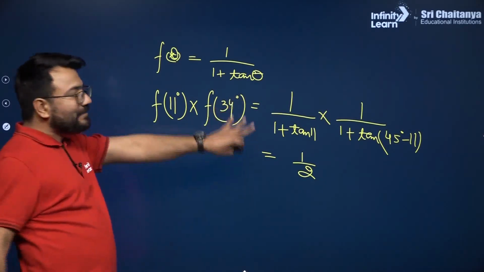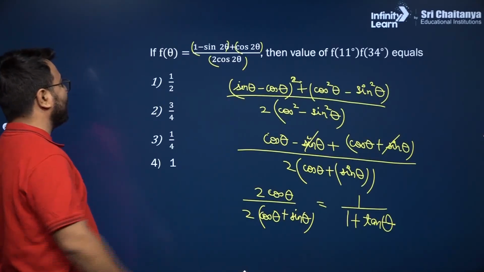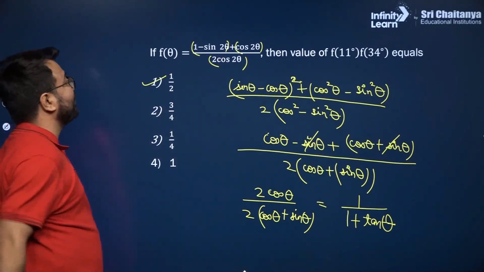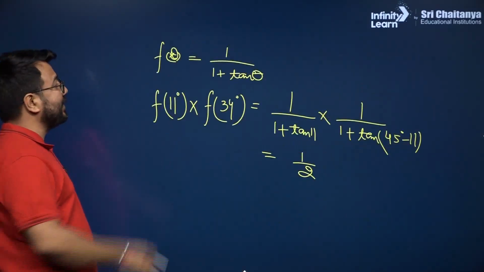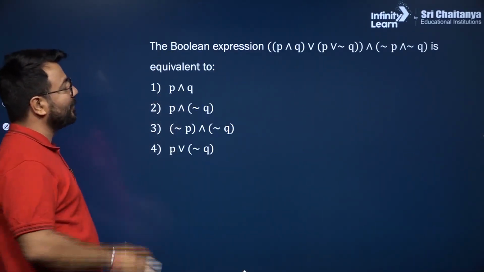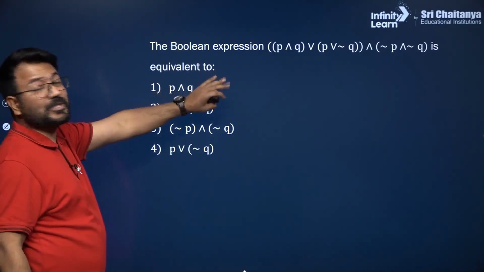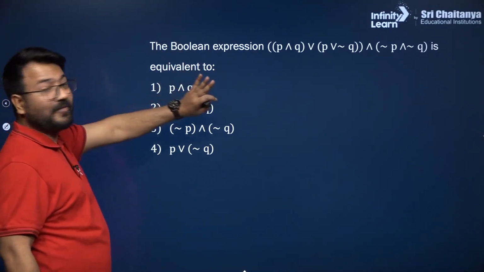Okay, so after simplifying it, I will be able to get the value of this function, if the product is equal to half. I hope you are able to understand the series of steps that we need to follow. Now, this Boolean expression question can easily be attempted with the help of a Venn diagram.